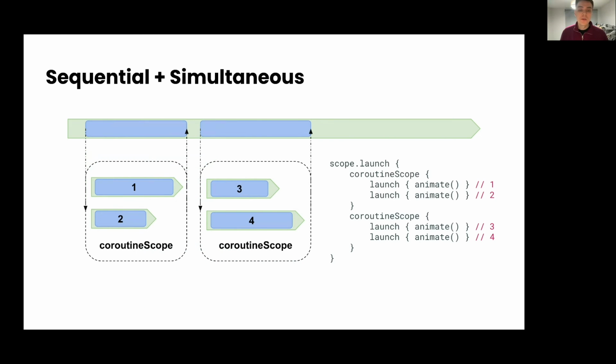So we can use coroutine scope to launch two animations in parallel, wait for the end of their execution, and then launch two different animations in parallel, right? And this allows us to build and create very complex animations easily.